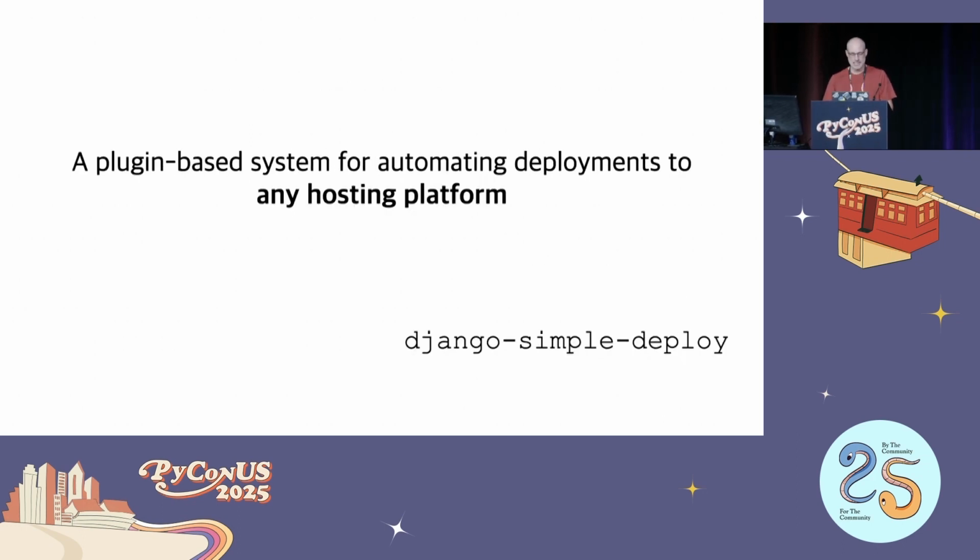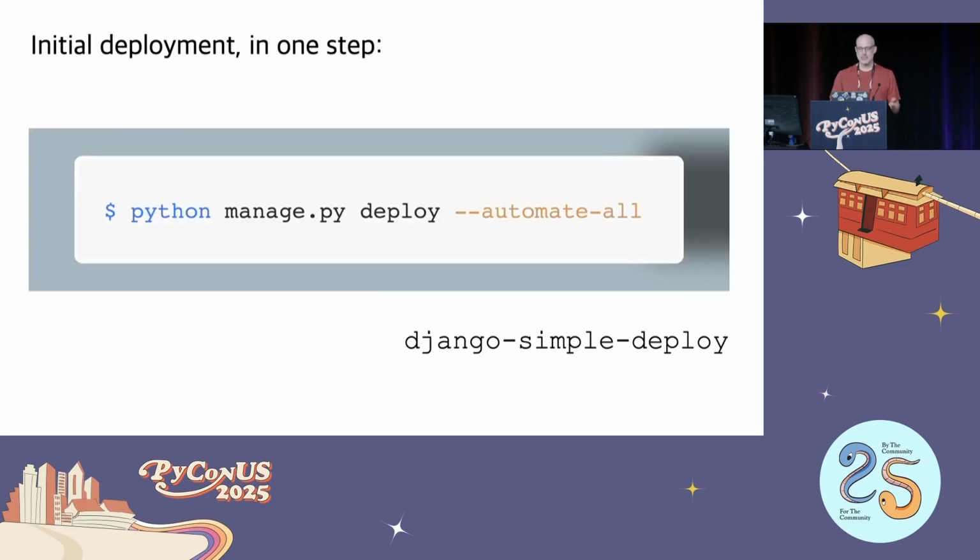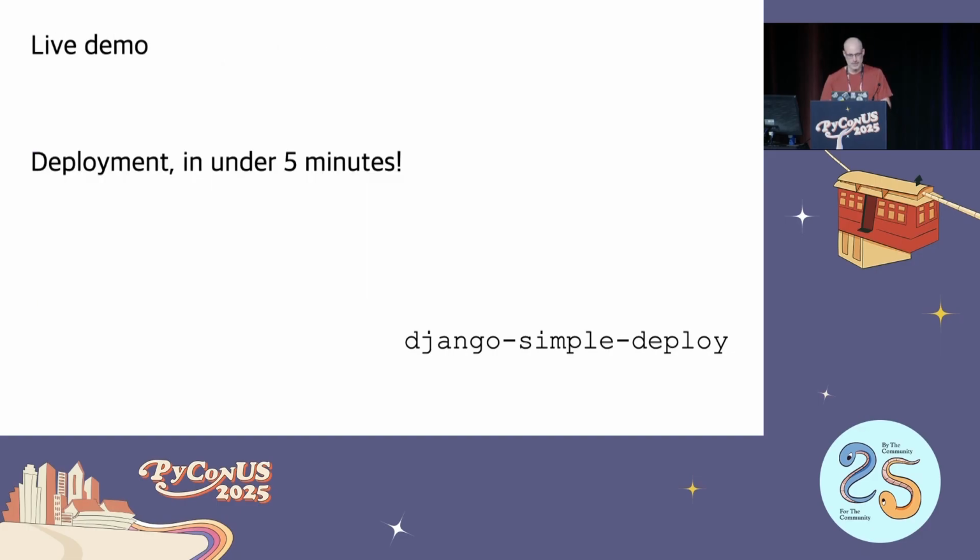Django-simple-deploy is a plugin-based system for automating deployments to any hosting platform. It's initial deployment in one step. manage.py deploy --automate-all. So let's try a live demo, see if we can do deployment in under 5 minutes.